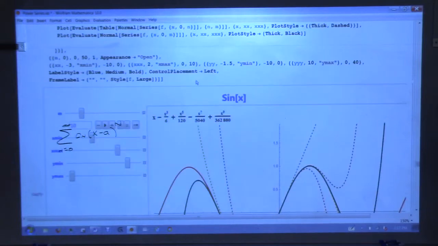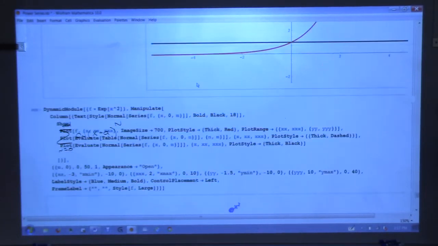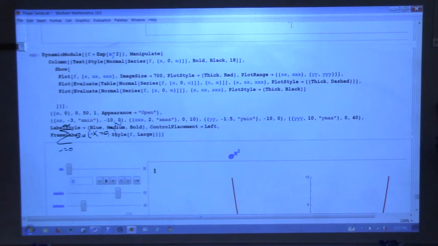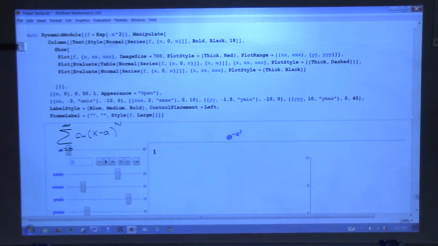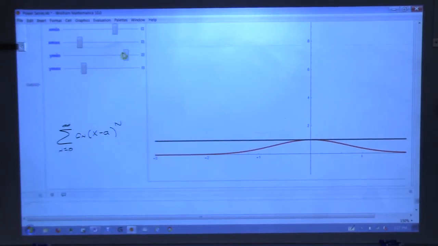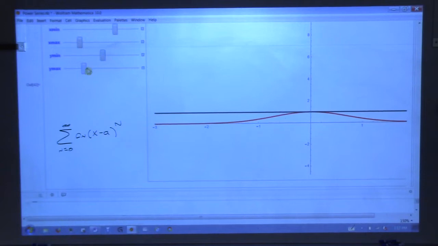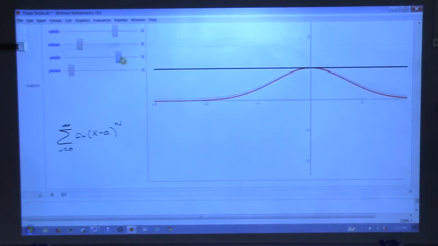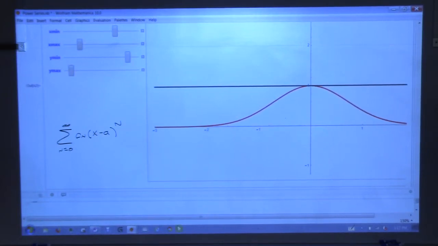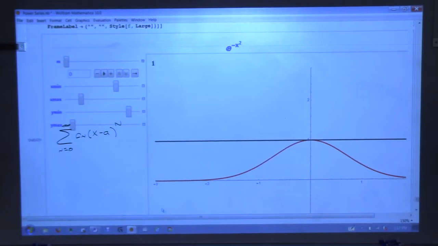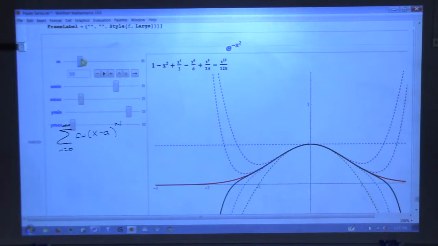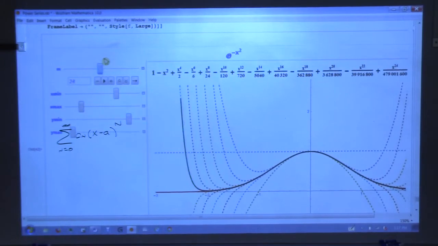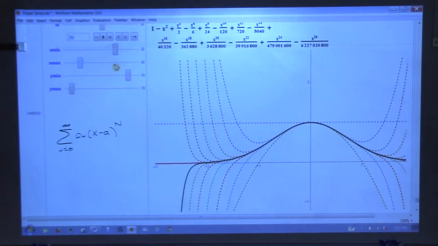Okay, one last one then. I need to change this because I didn't put negative in the code. e to the negative x squared. There's the graph of it. There's the graph of e to the negative x squared. And I'd like to fit that black curve on there. Ready? Here it comes. It's doing a fabulous job, isn't it? Isn't that doing a great job of doing that?